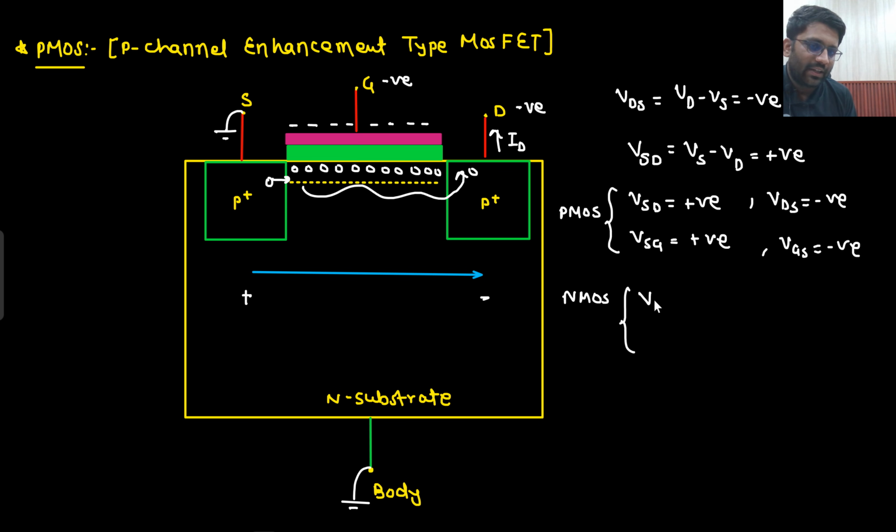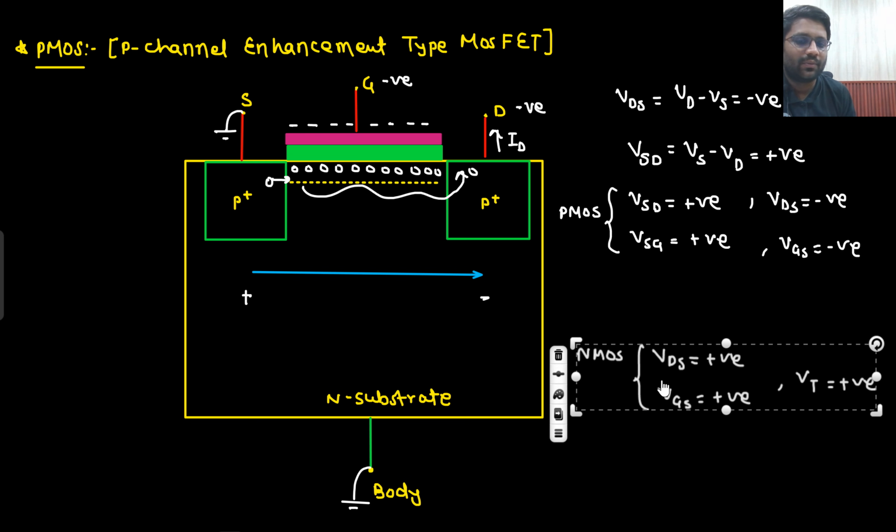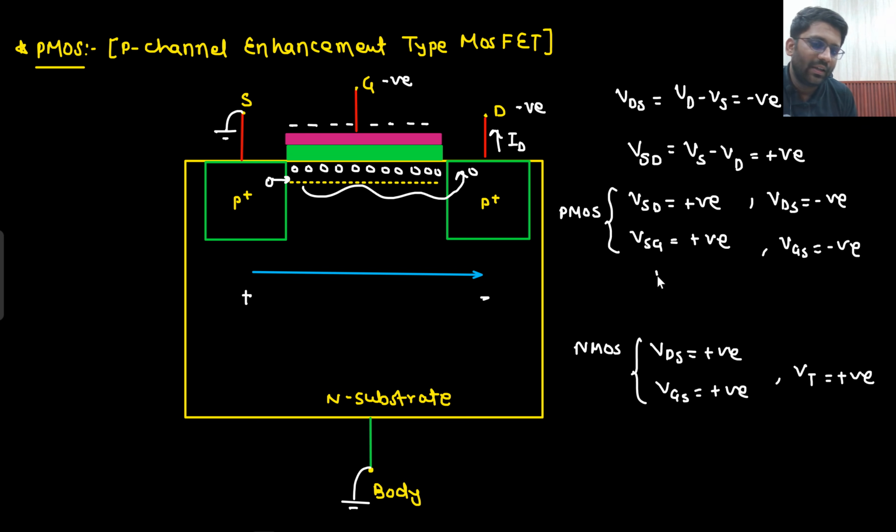For NMOS, what was the scenario? Your VDS was positive. At drain, I was applying higher potential. At gate as well, I was applying higher potential. In NMOS, I don't need to think of the opposite. Right? In NMOS, your VT was positive. Threshold voltage was positive. So here, will your threshold voltage be positive or negative? Here, your threshold voltage would be negative. In case of PMOS, threshold voltage would be negative.